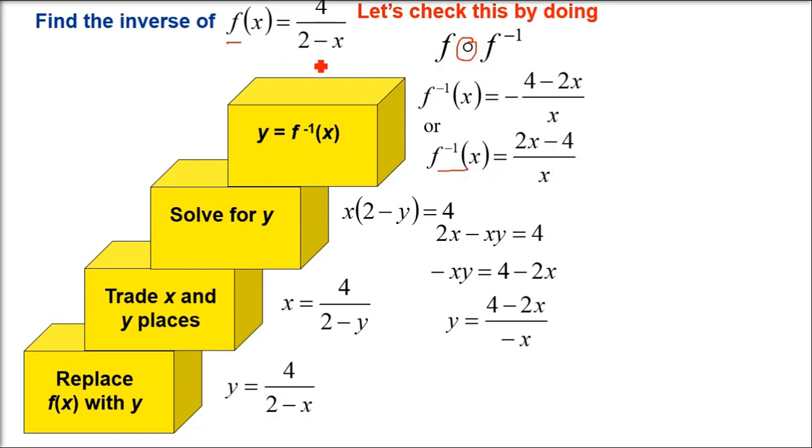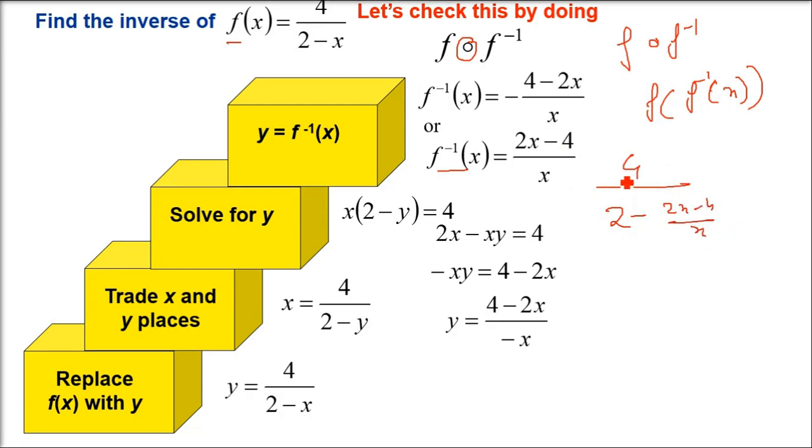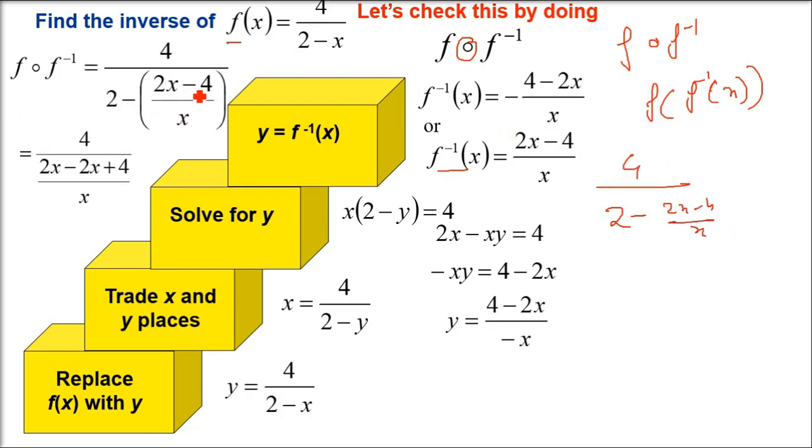So f inverse is (2x minus 4) by x, and f(x) is 4 by 2 minus x. f of f inverse is f of the bracket f inverse of x. So you have to put the value of f inverse of x inside f(x). So 4 by 2 minus x. In place of x, you have to put this (2x minus 4) by x. Whatever inverse you have found, put it inside x. When you solve this, I am solving it in front of you, this gets cancelled, this gets cancelled, and x will come.